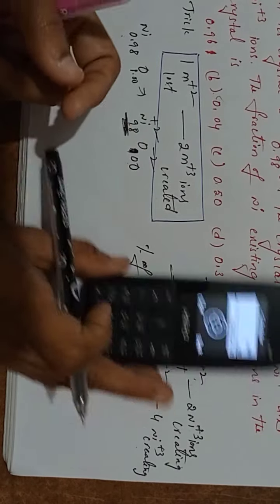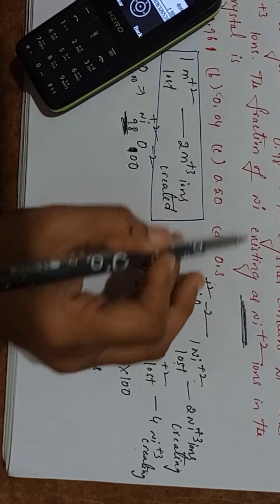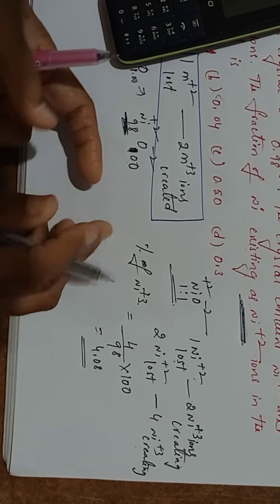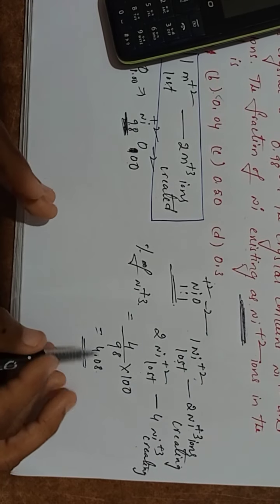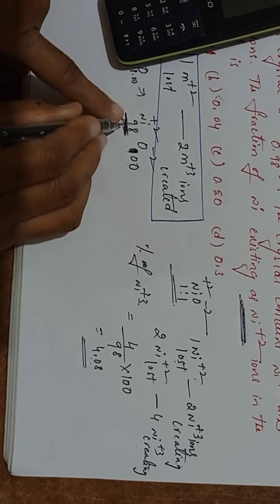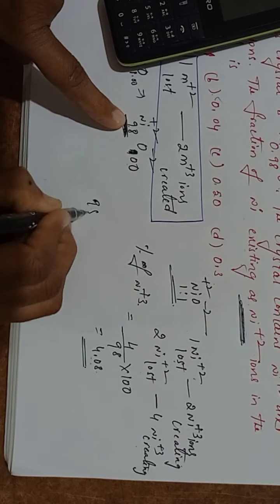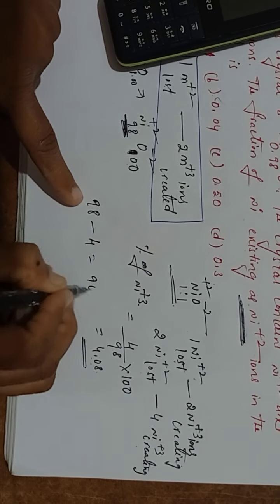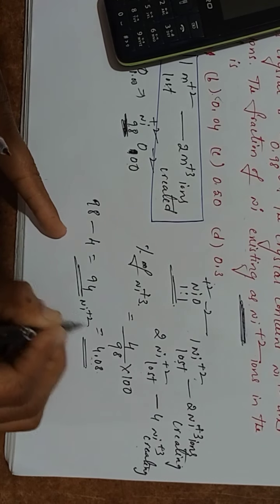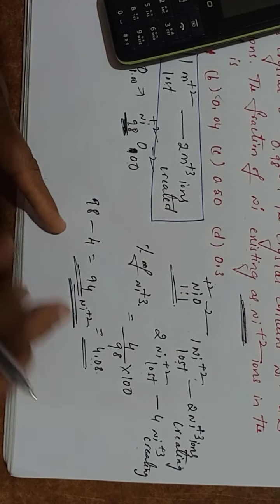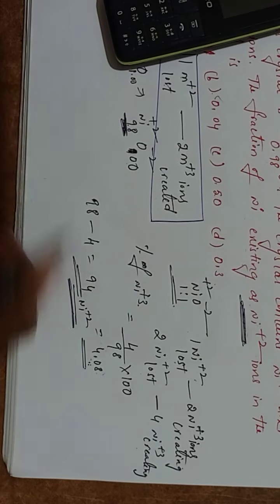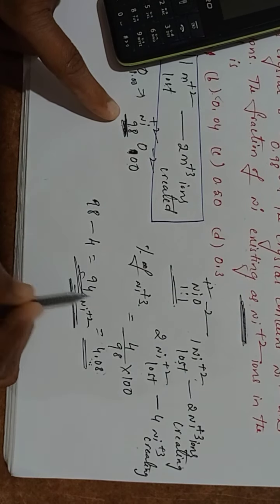But in the question we have to find the fraction of Ni+2, students. So how many Ni+2 ions are present in the crystal? We have to find it. If total Ni+3 created is 4, now you have to subtract. That means total Ni+2 ions present are 98 minus 4. How much will you get, students? 94. Only 94 Ni+2 ions are present in the crystal. Are you following? How many created in the crystal? 4 Ni+3 created. This you have to subtract from the Ni+2 ions, then you will get 94.